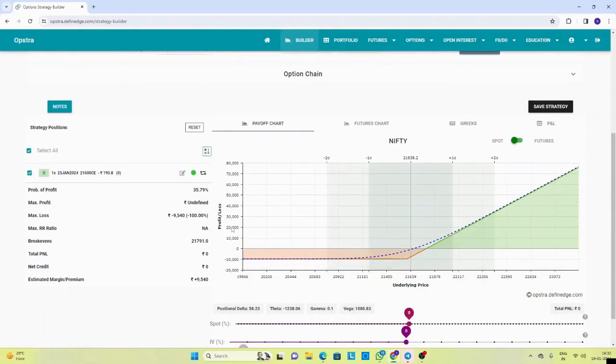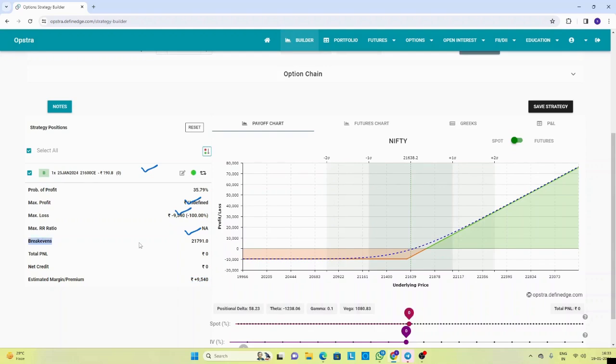Now this is the payoff graph. On the left side, coming from the bottom, is the estimated margin premium, which is the capital required to take the strategy, which is 9,540. As an option buyer, the capital is the premium that you pay, right? Here, the premium is 190.8 into 50 shares, which is 9,540. So what is the maximum profit as an option buyer? It is unlimited. And maximum loss is 9,540.